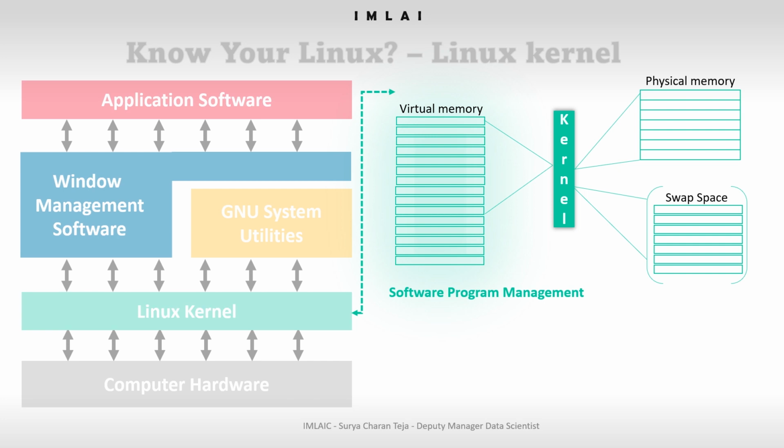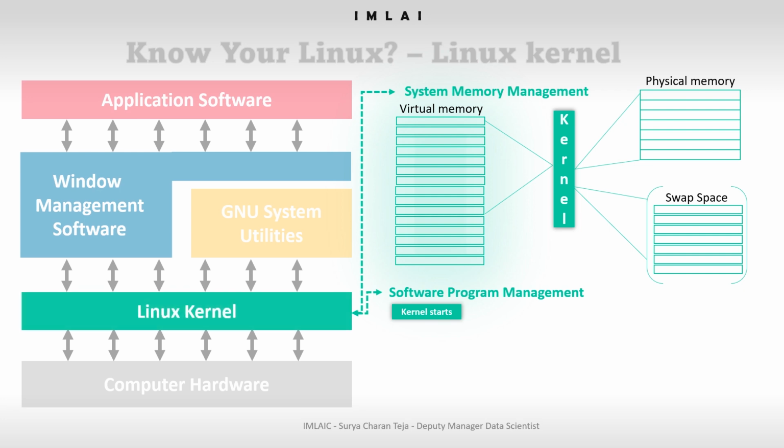And the second function of the Linux kernel is software program management. The kernel controls how the Linux system manages all the processes running on the system. The kernel creates the first process, called init. When the kernel starts, it creates the first process called the init process to start all other processes on the system. When the kernel starts, it loads the init process into virtual memory.